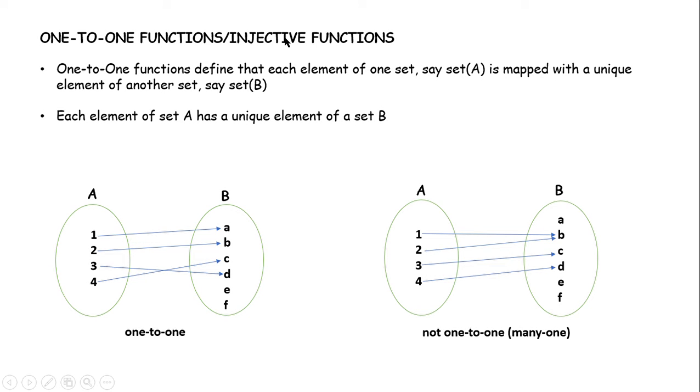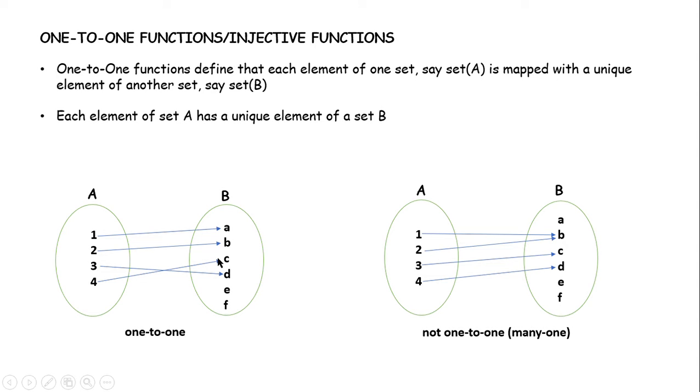Okay, now the next category of function we will see is the one-to-one function, which is also known as the injective function. So what is the definition of a one-to-one function? Basically, a one-to-one function defines that each element of one set, that is set A, is mapped to a unique element of another set, set B.